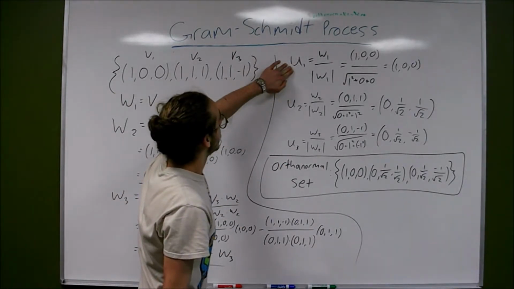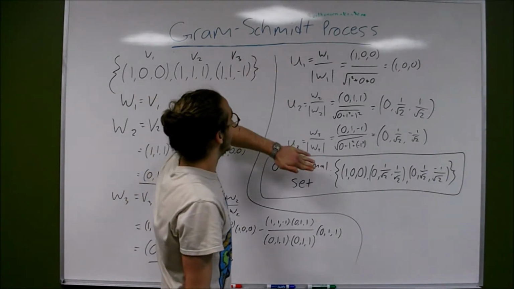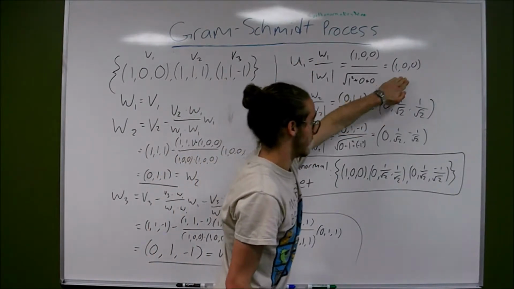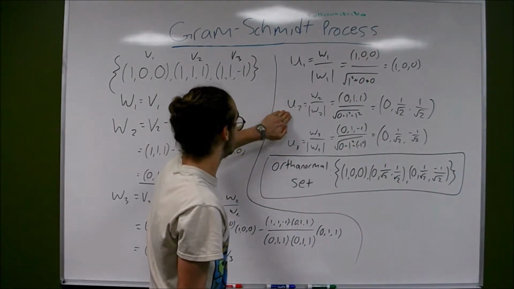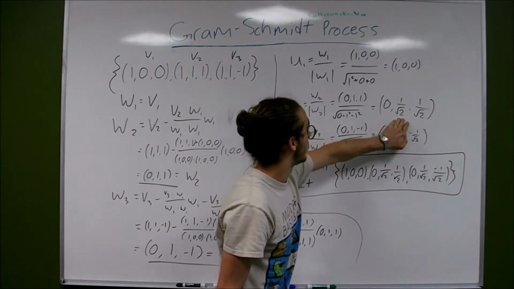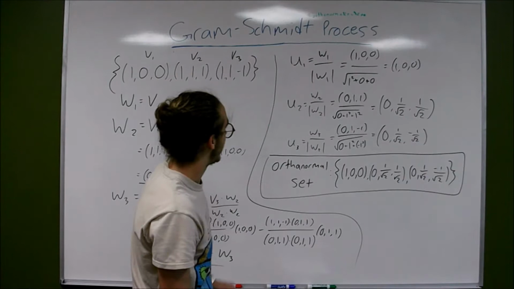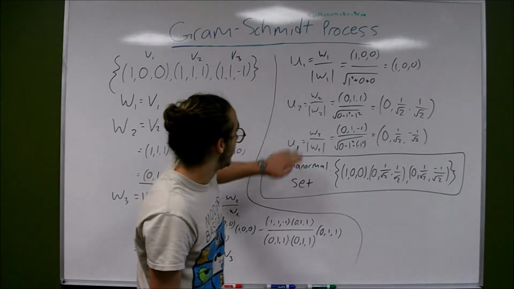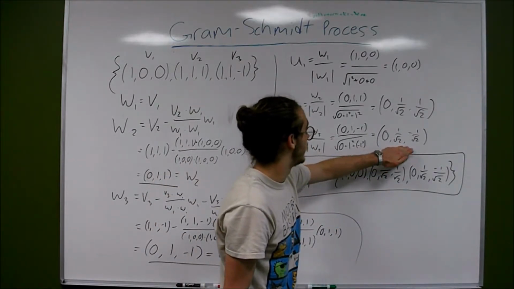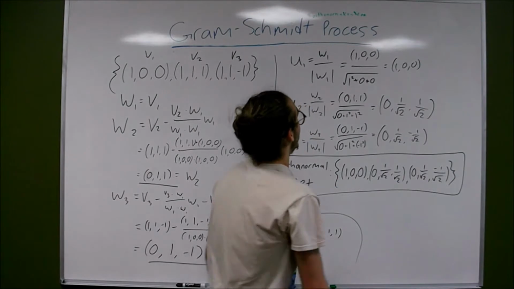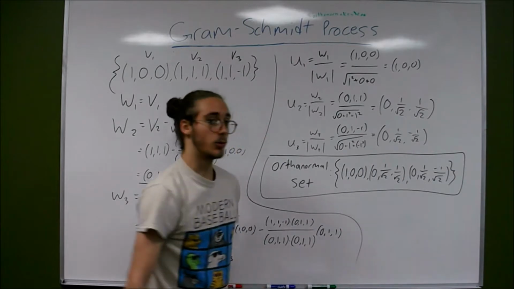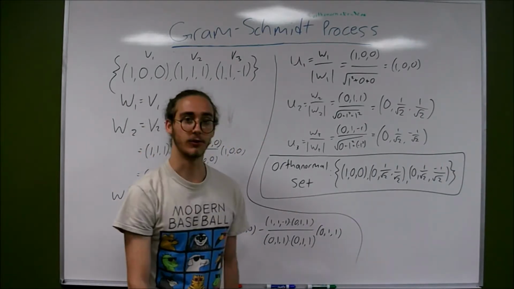So your normal vector 1, or U1, is your W1 over the magnitude of W1, which ends up being the same thing. Your U2 is going to be W2 over the magnitude of W2, which is going to get you (0, 1/√2, 1/√2). That's your normal vector. And then U3 is going to be W3 over the magnitude of W3, and that will get you (0, 1/√2, -1/√2). So you take your normal vectors, and that is your orthonormal set. They're all orthogonal to each other, and they're all unit vectors.